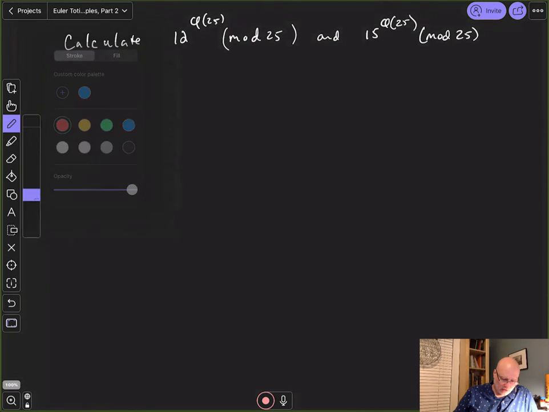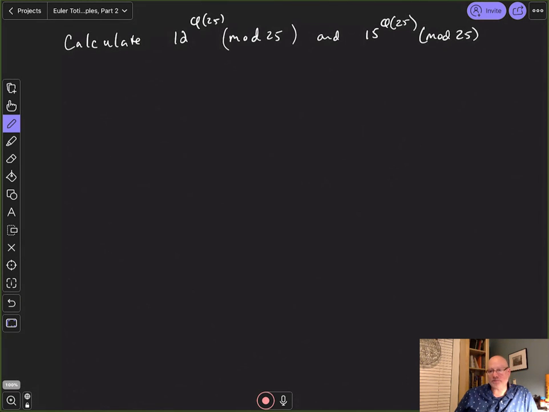So the question is, what is 12 raised to the power of phi of 25 in mod 25? And then we'll do the same thing for 15. We'll see that there's some different things going on here, and we'll talk about that as they come up. Again, remember we're living in mod 25 here. That's kind of important to remember.